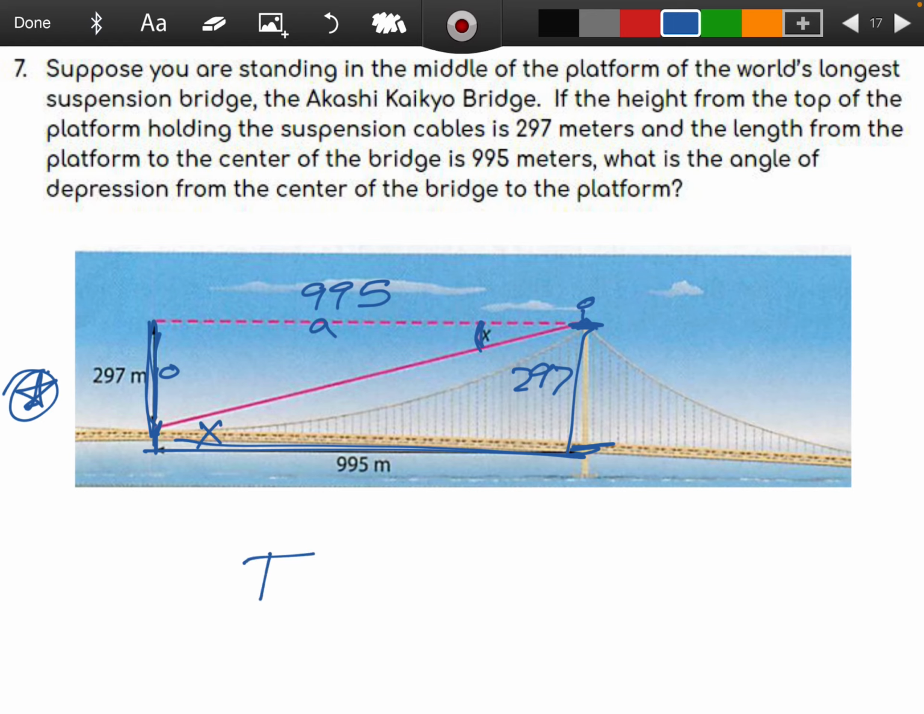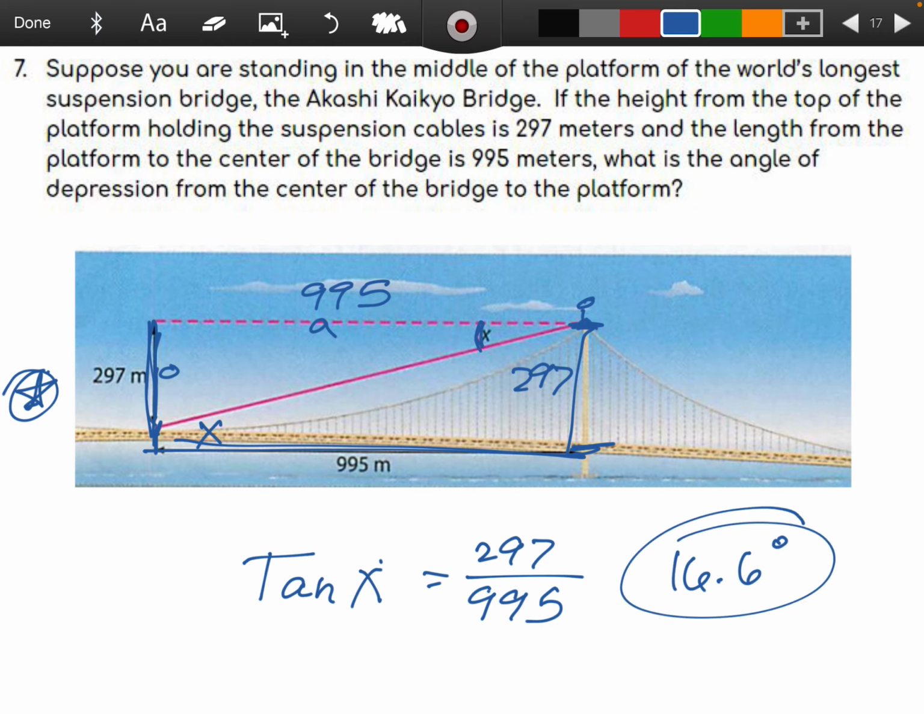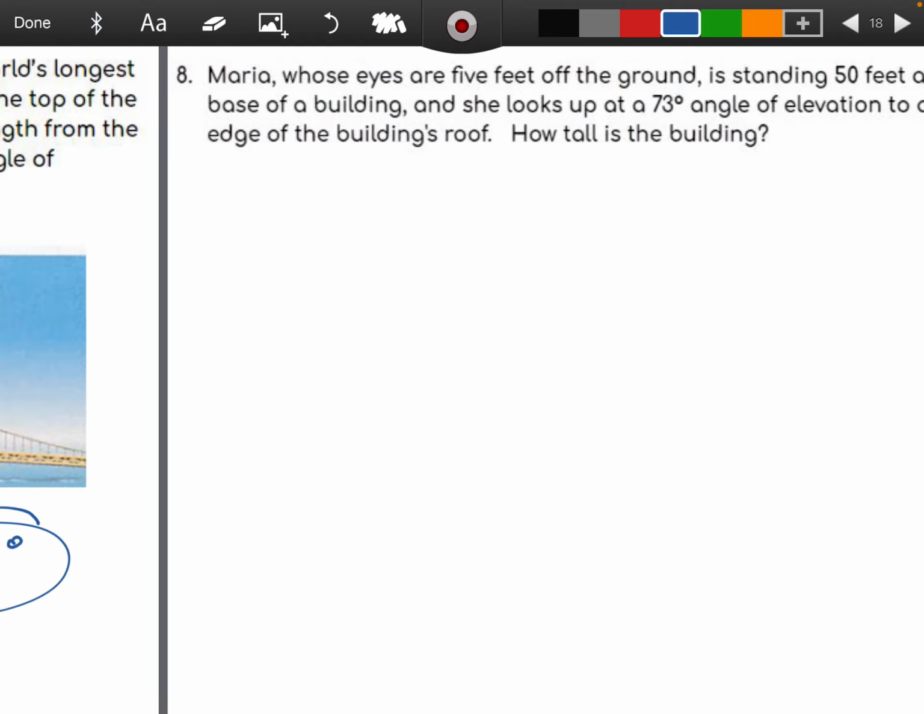Either way, I got tan x equals 297 over 995. So I'll get 16.6 degrees when I do that. Okay, so the picture on that, the wording is a little rough, and I apologize about that. But in the end, that's what you're looking for.